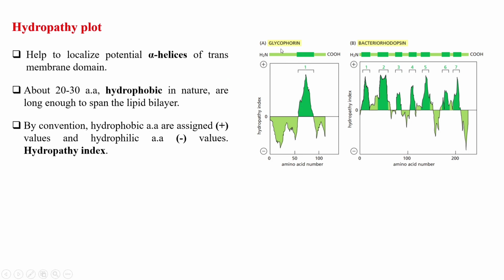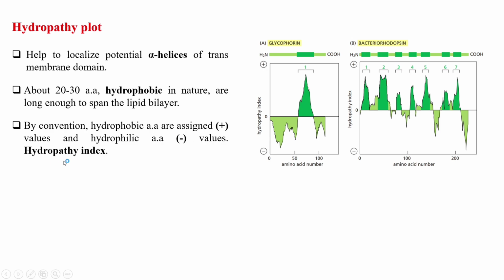So in case of glycophorin, scientists have found one positive peak. That means there is one alpha helix or single alpha helix. So it's a single pass transmembrane protein. And in case of bacteriorhodopsin, there are 7 peaks. It has been found in the positive value. So that means they are hydrophobic in nature. So there are actually 7 alpha helices that traverse the membrane.